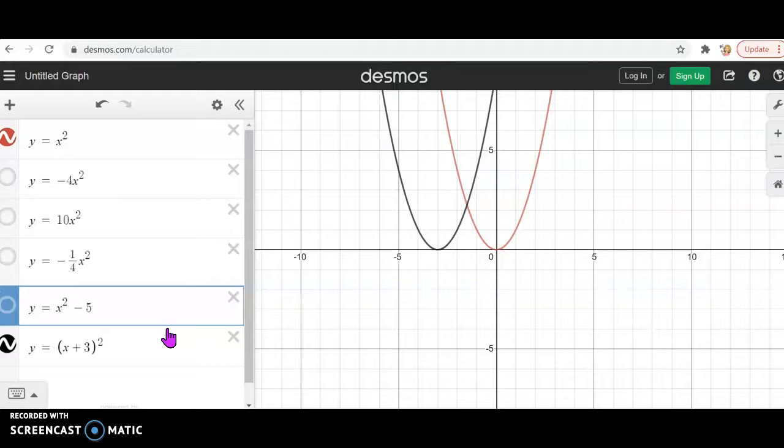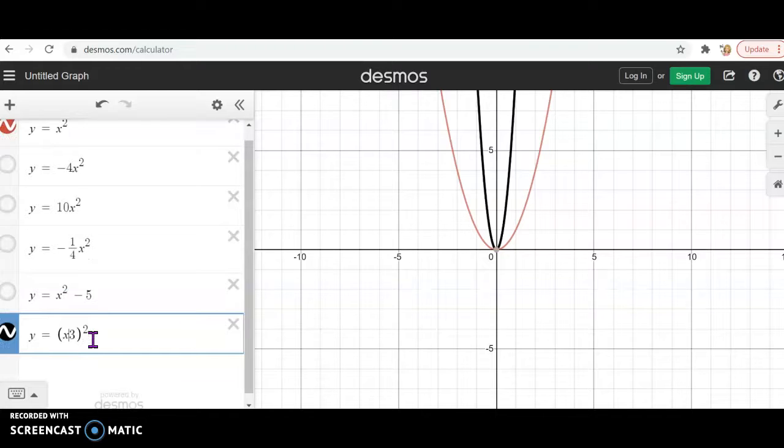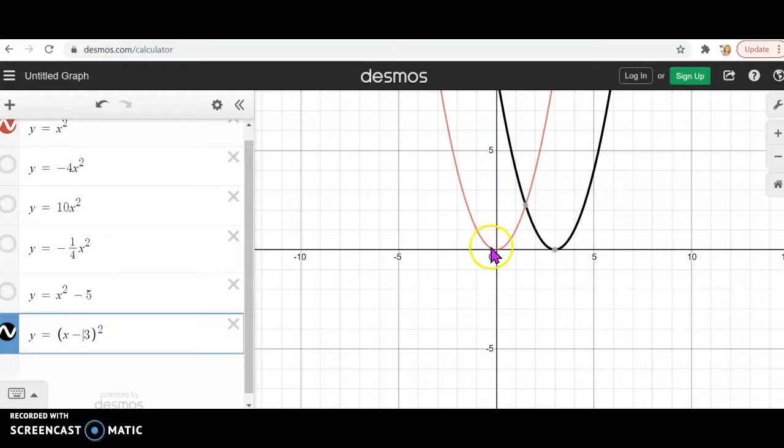Well, that's weird. Plus 3 seems like it should go to the right, because positive is always moved to the right. But this moved it to the left. So what's going to happen if I change this plus to a minus? Oh, it went the opposite. Okay? So that's just very interesting to note.